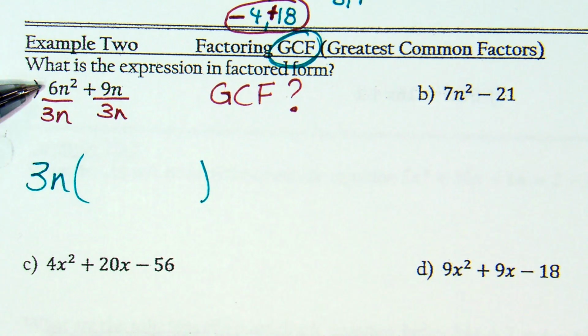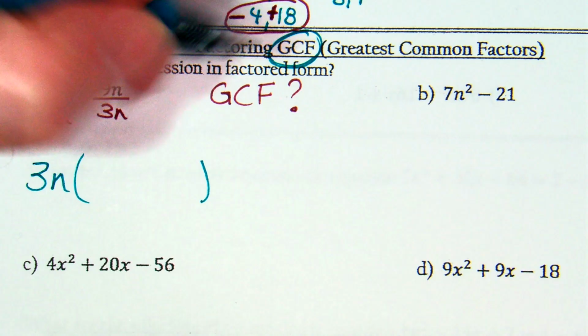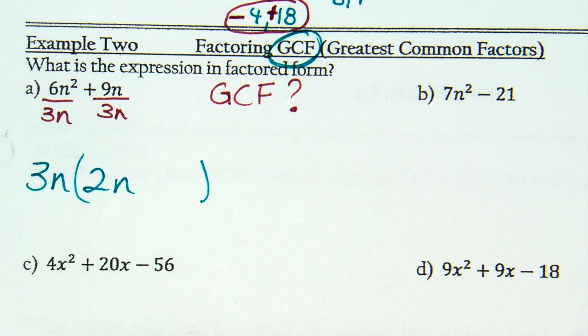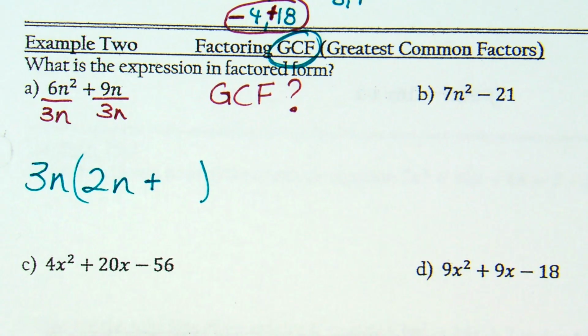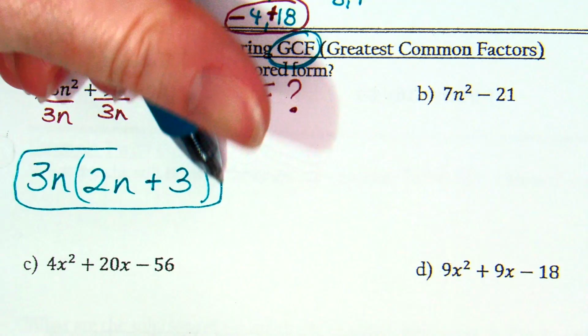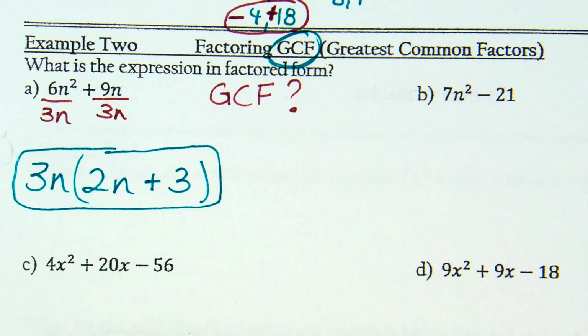So 6n squared divided by 3n? 2n. 6 divided by 3 is 2. Remember when you divide the n's, you subtract the exponents? So 2 minus 1 makes it n to the first. Plus 9n divided by 3n. 9 divided by 3 is 3. And the n's will cancel. Are we all good on this one?